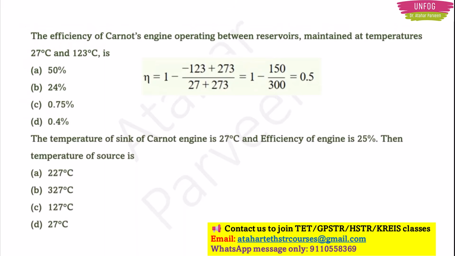Next question. The temperature of sink of Carnot engine is 27 degrees centigrade and efficiency of engine is 25%. Then the temperature of source is. Here you have to find something different. Efficiency is already given, right? Efficiency is given. You have to find the temperature of the source. Just substitute the values and you have to simplify here also. Okay. Here option C will be the right answer. 127 degrees centigrade.